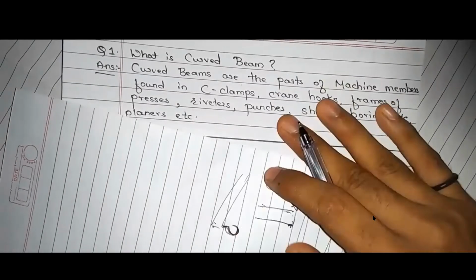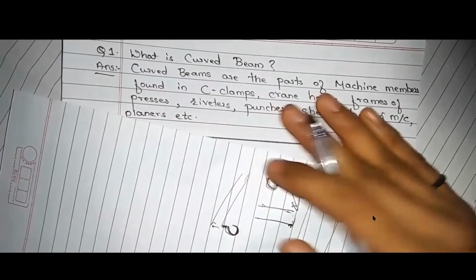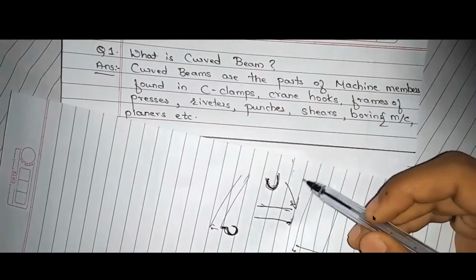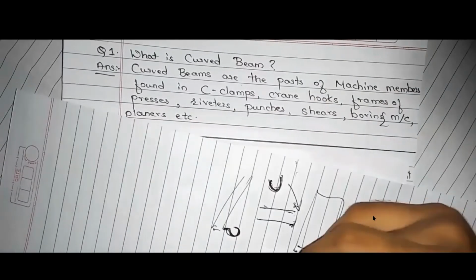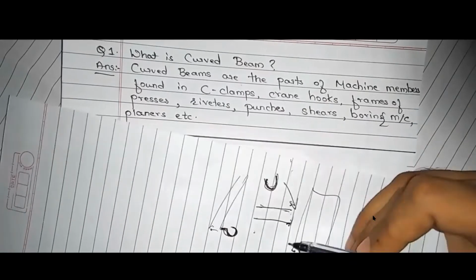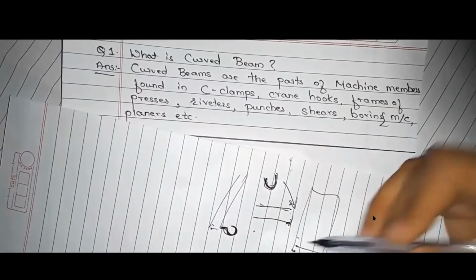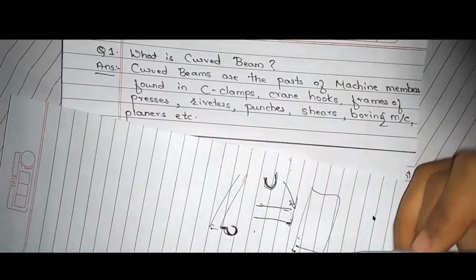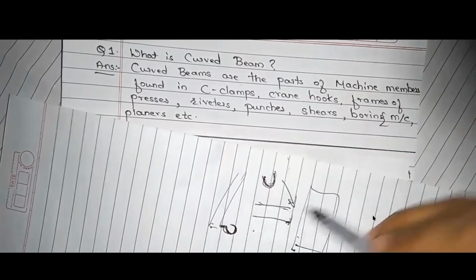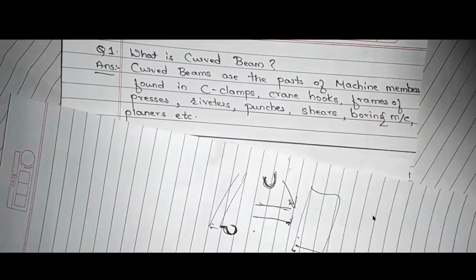If in the examination they ask what a curved beam is, you have to write like this: curved beams are the parts of machine members found in C-clamps, crane hooks, frames of presses, riveters, punches, shears, boring machines, planers, etc. In this way you have to give the answer. Okay, so we'll move to the next question.